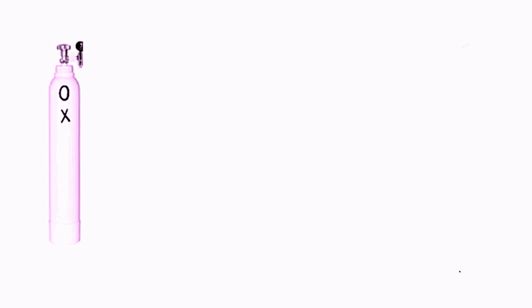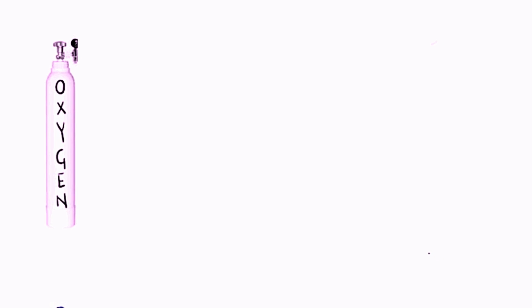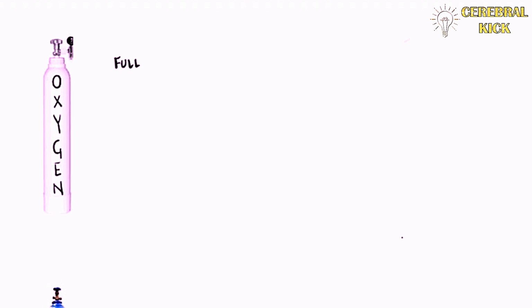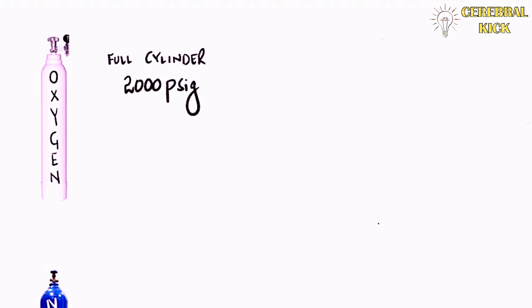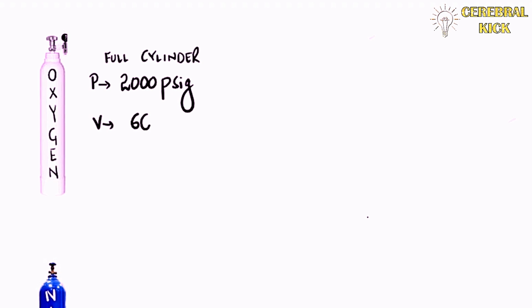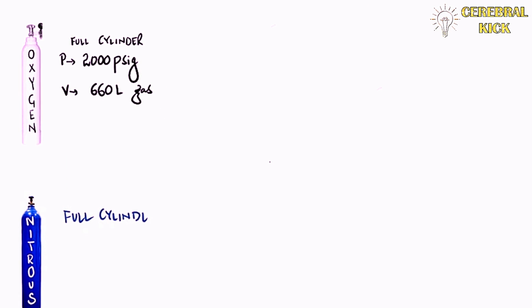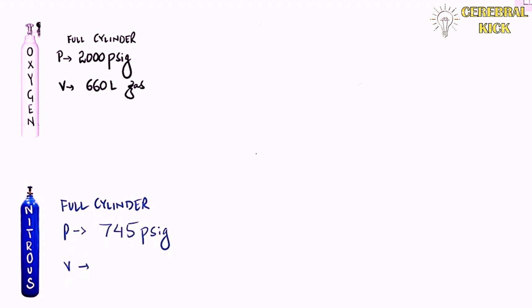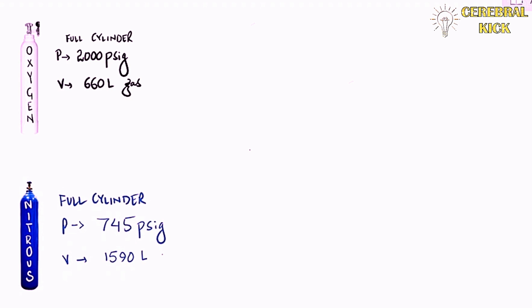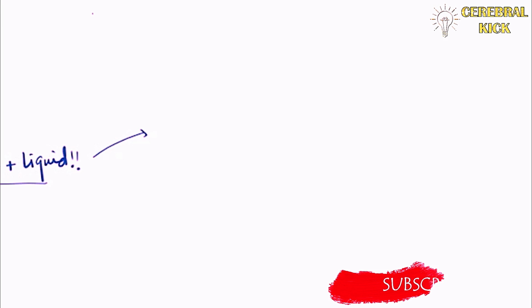So we're going to take an example of a white colored oxygen E-cylinder and a blue colored nitrous oxide E-cylinder. At full capacity, the oxygen cylinder is at 2000 PSIG pressure, which is very high. So that's why it's in the high pressure zone, with 660 liters of gas. But for nitrous oxide, the pressure is a maximum of 745 PSIG, and the volume accommodation is around 1590 liters of liquid and gas. This is important. Why did I say liquid?